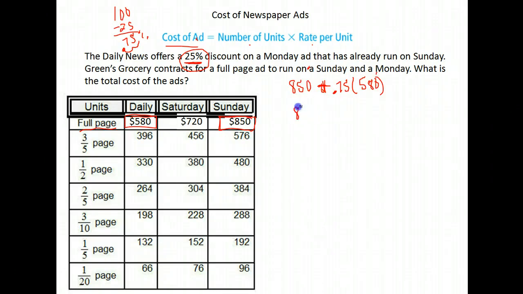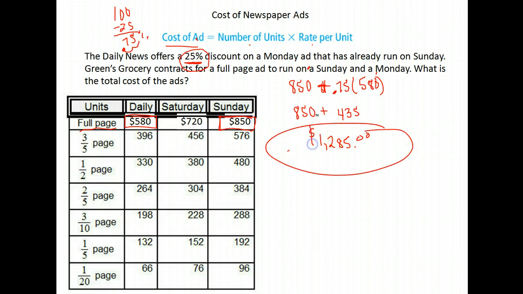Okay, so our Sunday rate is $850, and I just found our Monday rate is $435. We add those together, and we got $1,285 for those 2 days.